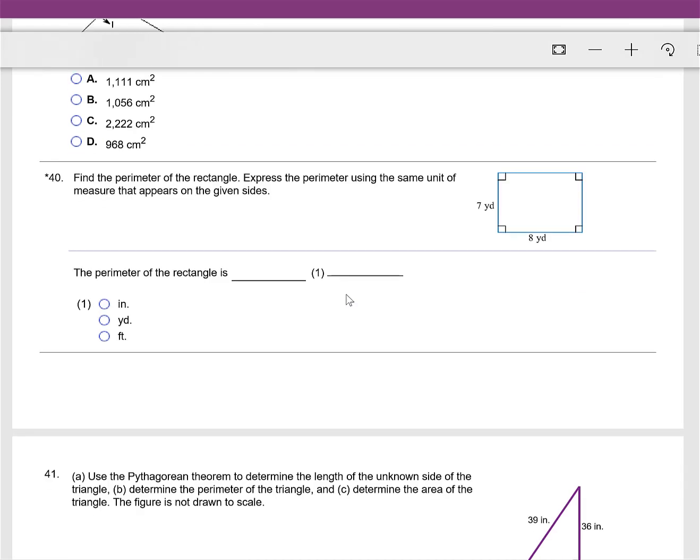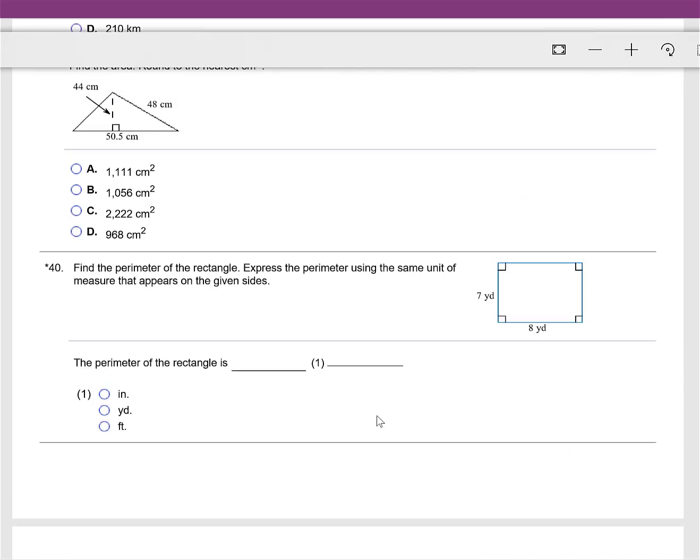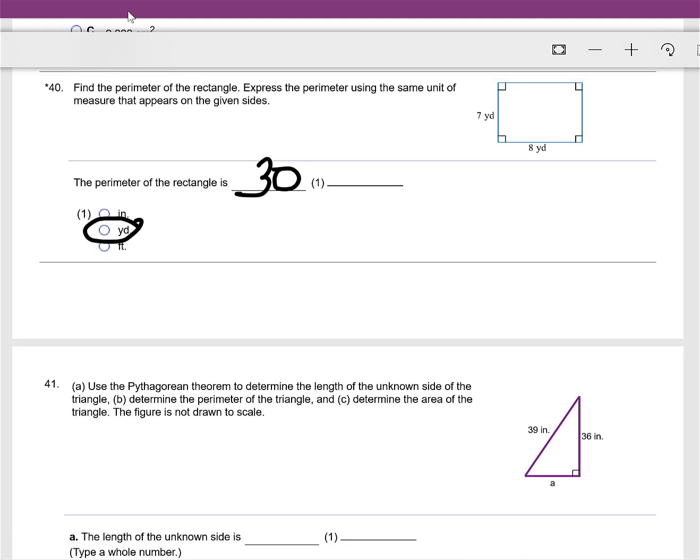Okay, let's get back over here to number 40. This is a perimeter problem. Perimeter, you simply add the lengths of the sides. So 7 plus 8 is 15, and then again 15, so it's going to be 30. And then they want to know what the units are, and remember the units are the same units as the original measurement, so it's going to be yards.